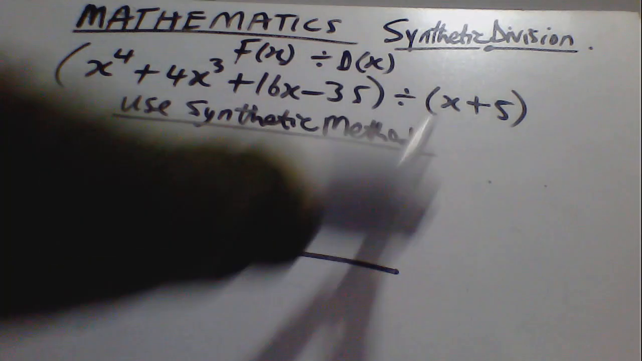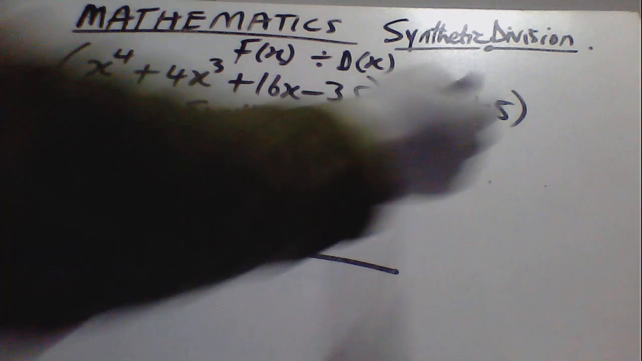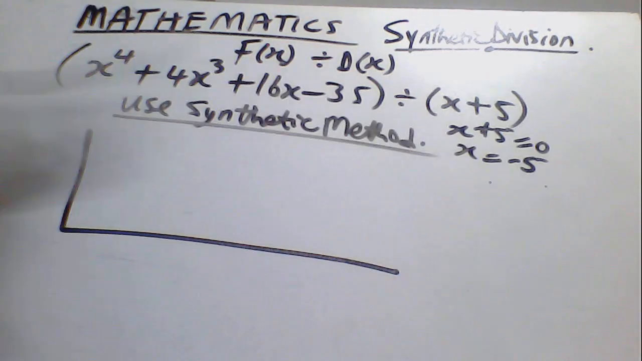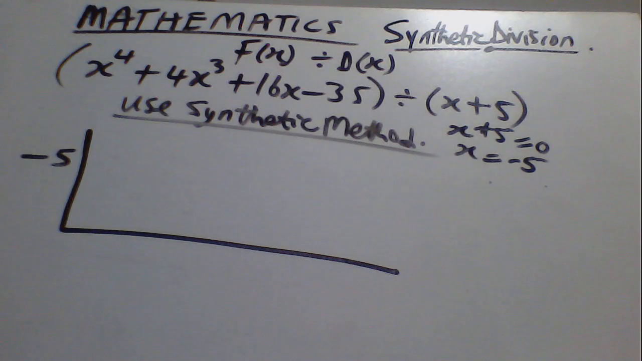So this means that if this is a factor of this polynomial, then x plus 5 must be equal to 0, so that x is equal to minus 5. So minus 5 you put here, based on the steps I listed before, to solve using the synthetic method of division.